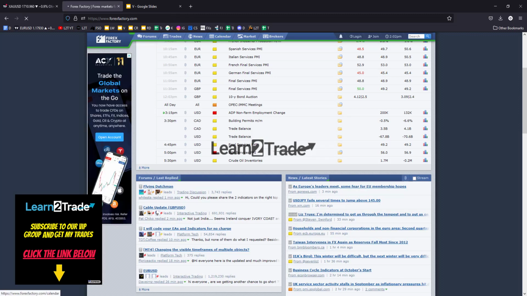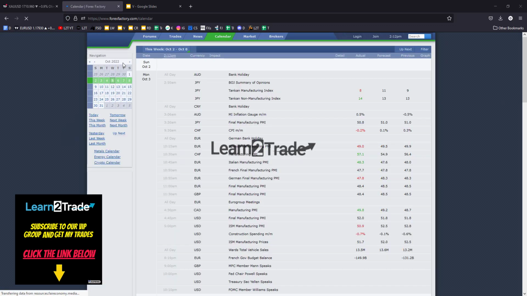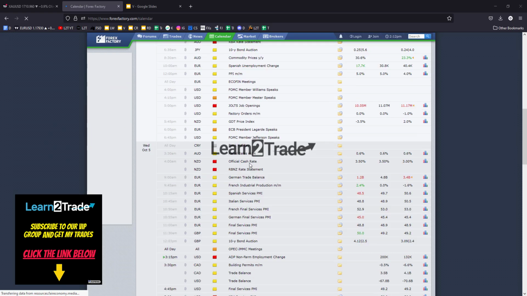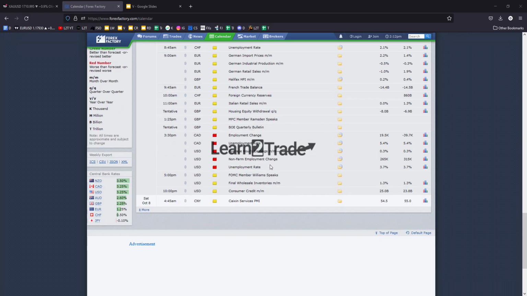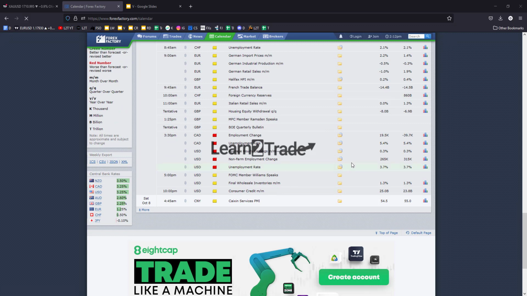You'll have to be careful these days because the fundamentals will drive the price. Because also, let's take a look here on the economic calendar. On Friday, the US is to release the non-farm employment change as a high impact event, the unemployment rate as a high impact event, and average hourly earnings as high impact data. So you have to be careful.